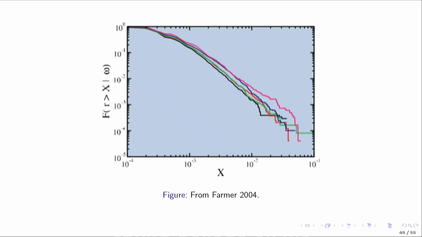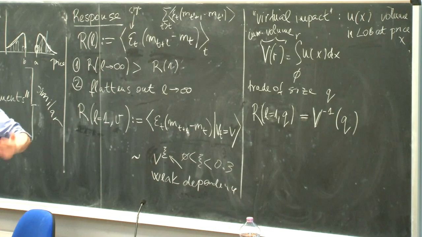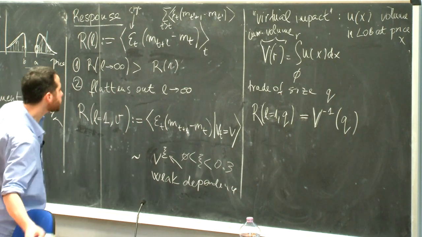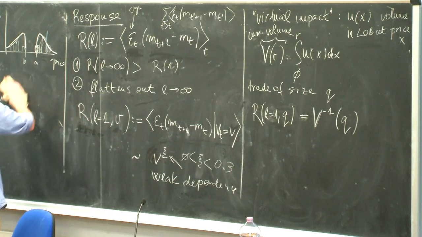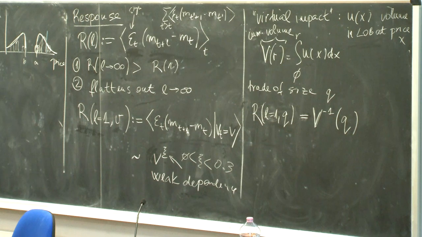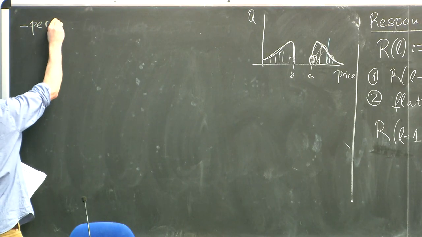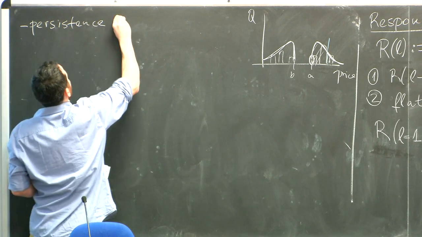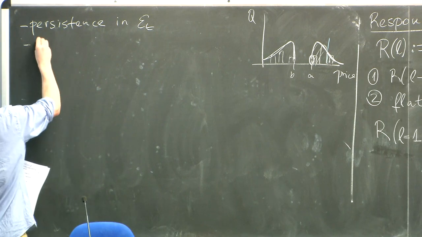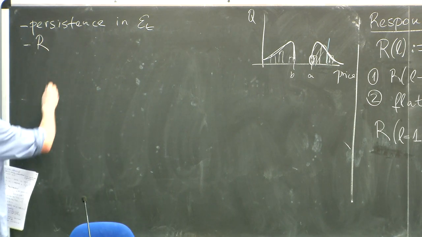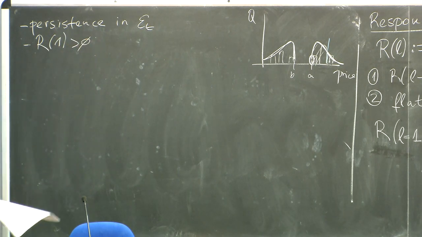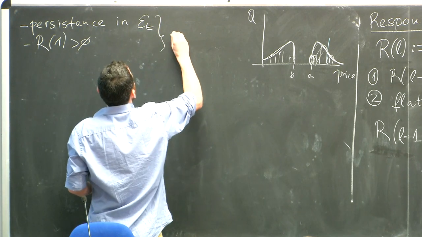So the question is, we have seen yesterday that the signs are extremely autocorrelated. So these things are autocorrelated. How does this not cause inefficiency in the market? I mean, one can come up with a guess, but we will be explicit. This I leave here, and I can always get back to it. So we have seen persistence in epsilon yesterday. We have seen this response function, which I consider known now, so I won't write it, as R1 larger than zero. The question is predictability in the price.